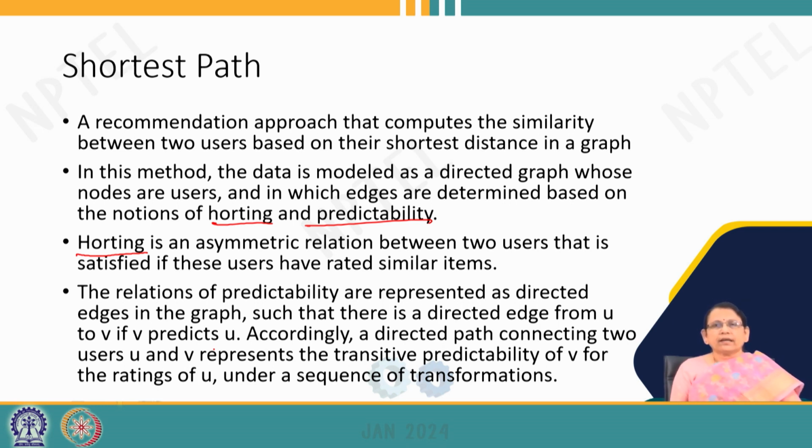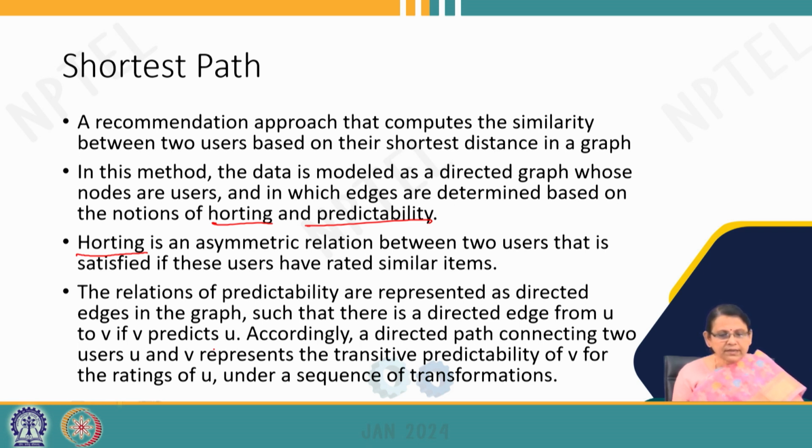It is not that every user will be connected to every other user. If these two properties are satisfied: hoarding, which is a symmetric relationship between two users, is satisfied if these users have rated similar items. Similarly, there is something called predictability.